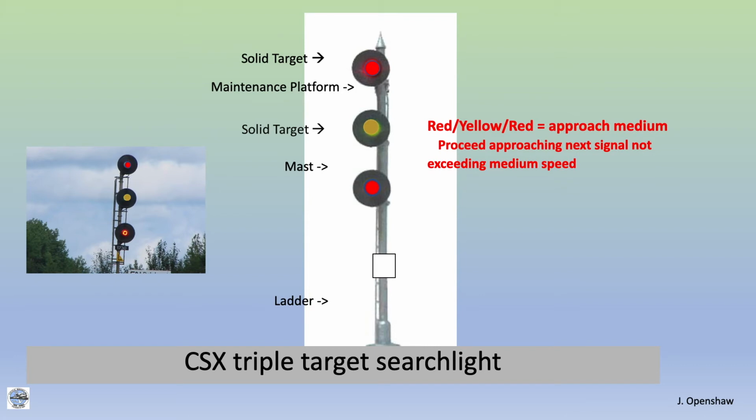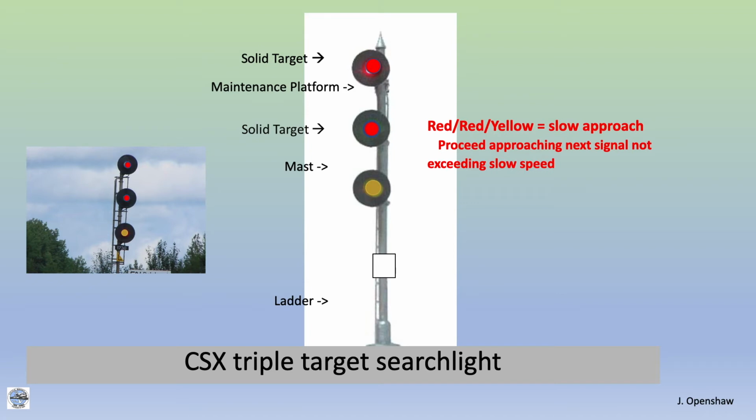See, now you're going to approach medium. Now you're coming out of the siding again. That's how you're reading, tops down. You got approach medium, coming out of the siding. Approach next signal, not exceeding medium speed. So when you come out of the siding, you can come out at 30, but at the next signal you have to stop. Okay, next one, Dave.